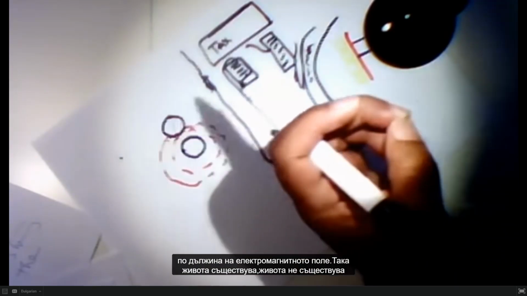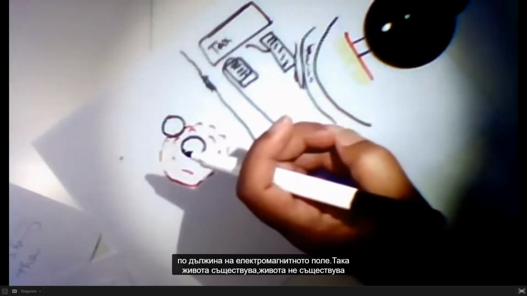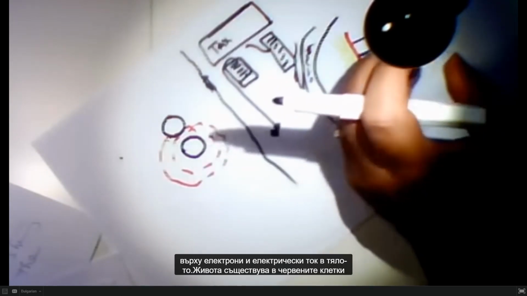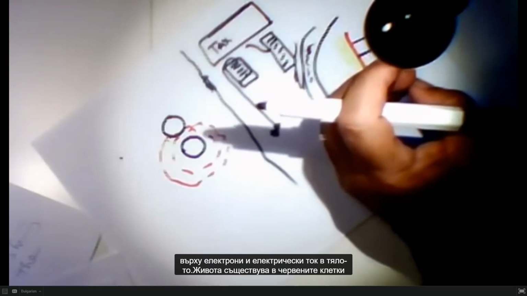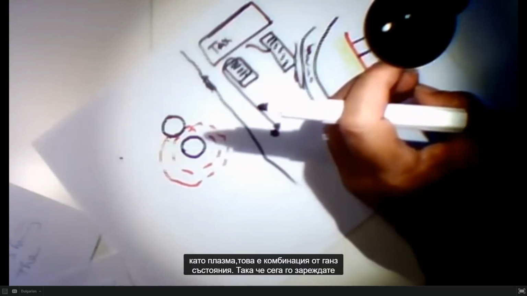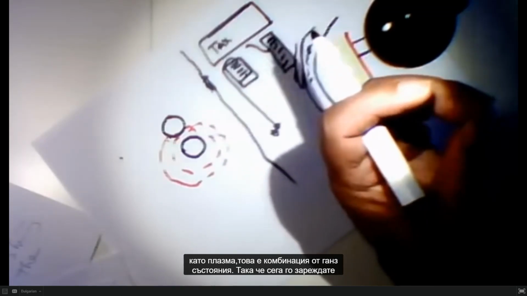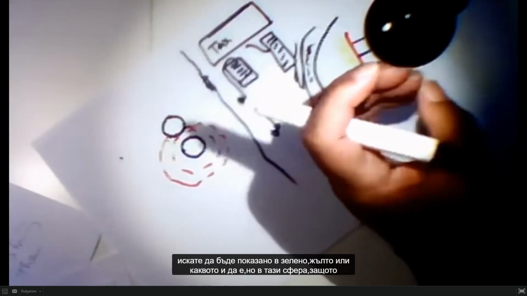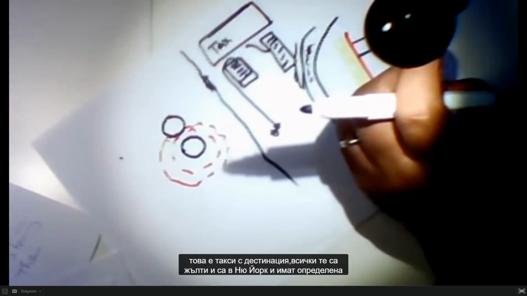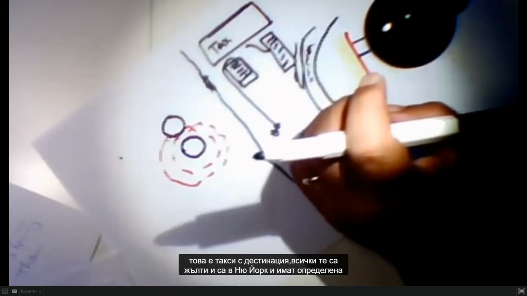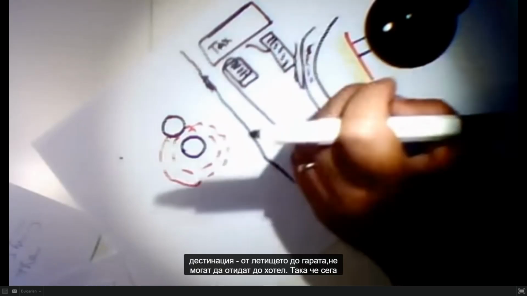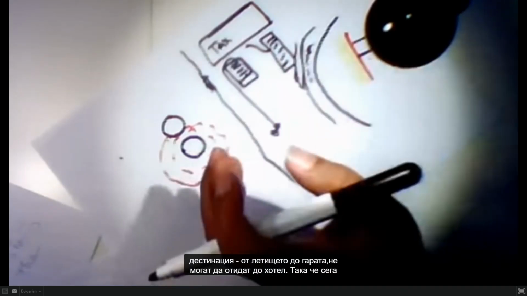So this is how life exists. Life does not exist on electrons and electric currents in the body. Life exists as plasma; a red cell is a plasma. It's a combination in a gans state. So now you charge it up, and you want it to be shown green, yellow, or whatever. But in that sphere, because it's taxi destination, they're all yellow taxis and they're all in New York. But they go to specific destinations, from the airport to such a place, or the train station. They can't go to a hotel.